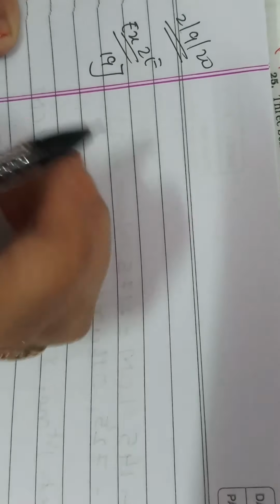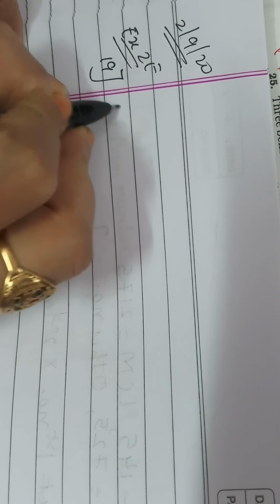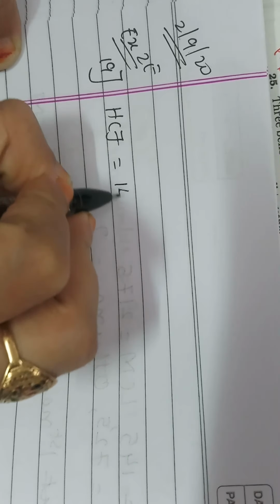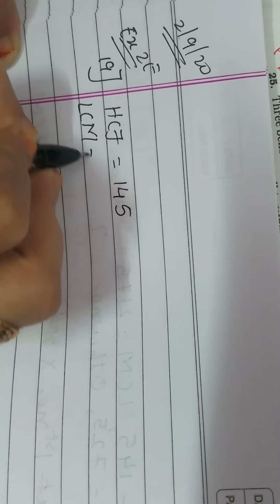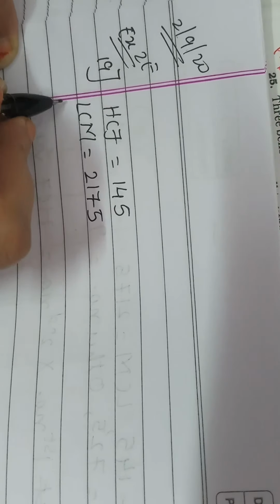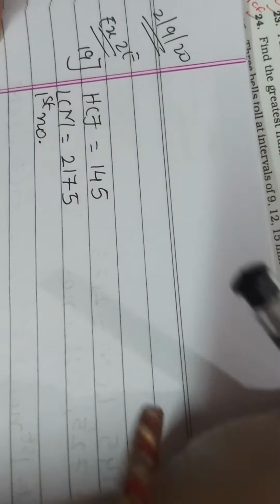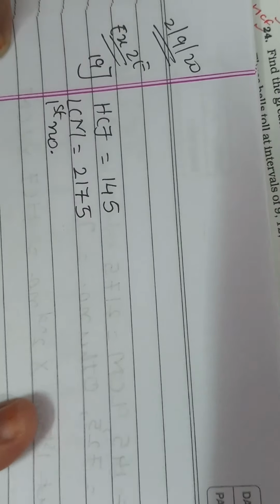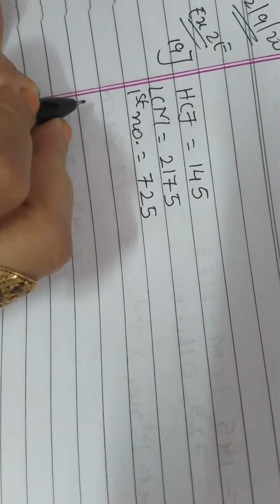Okay students, so first of all you will write HCF is 145. LCM is 2175 and the first number is given to you. That means in the product of two numbers, the first number is given, 725. And what you have to find out? You have to find out the other number.